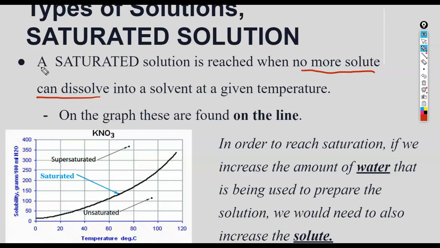And if you're looking at a graph of solubility, these saturated solutions are found on the line. Okay, and so what I mean by that is a lot of the time, and we'll see this in the next lesson, when we're looking at solubility, we're looking at graphs, and the graphs look something like this. Okay, where there's just this black line going across the screen. Anything on the line is saturated. Okay, so that's why it says on the graph, these are found on the line. Okay, so everything on the line is saturated. Above the line is going to be supersaturated, and below the line is going to be unsaturated. And we'll talk about what those words mean later on.